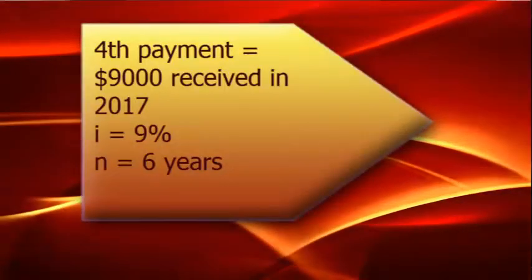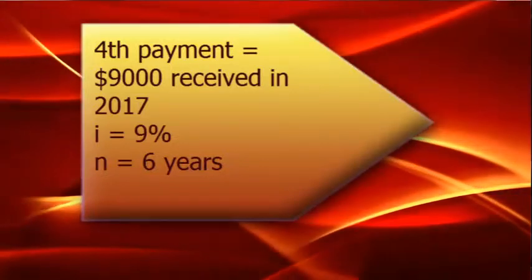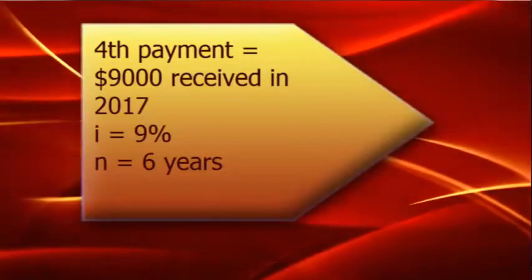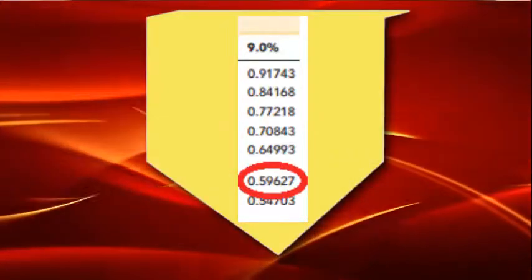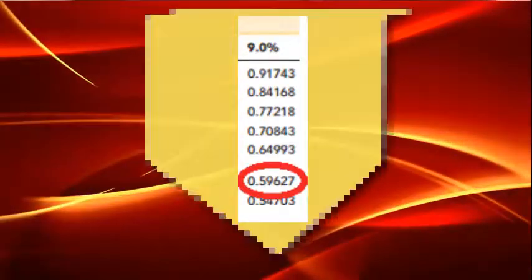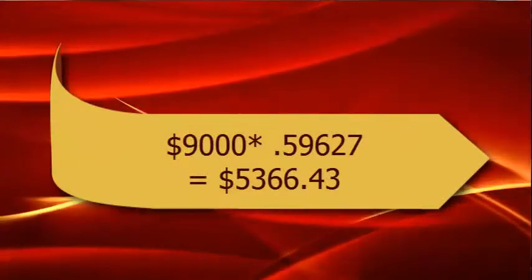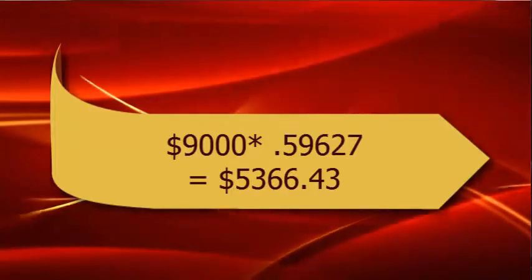The fourth payment is $9,000 received in 2017. We know I equals 9%, and since we are finding the present value in 2011, N equals 6 years. We find our value on the table for 9% at 6, which is 0.59627. So $9,000 times 0.59627 equals $5,366.43.